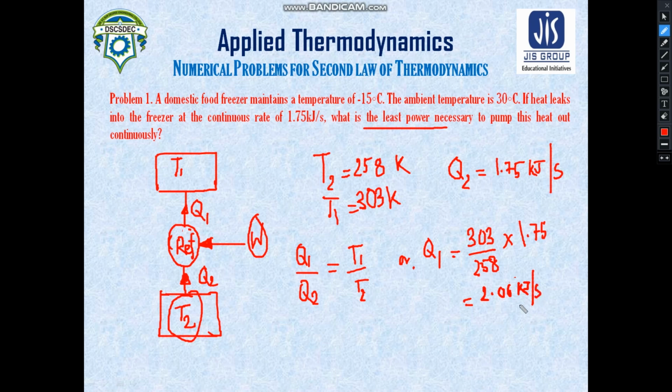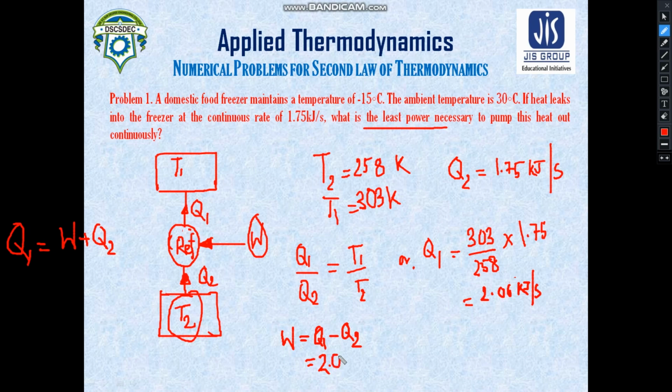Now the question comes to calculate the least power necessary. You can do it this way, by the conservation of energy principle. It is very simply understood that Q1 will be equal to W plus Q2. So W will be Q1 minus Q2. So W is equal to Q1 minus Q2.